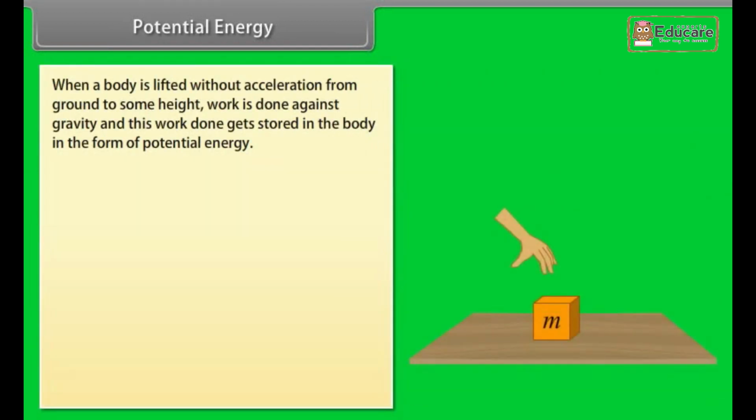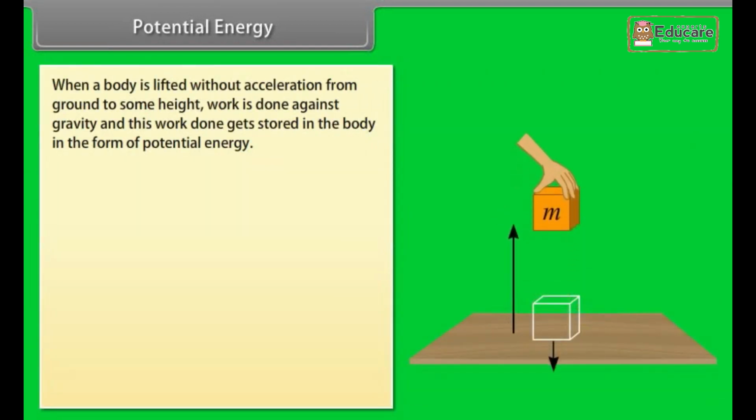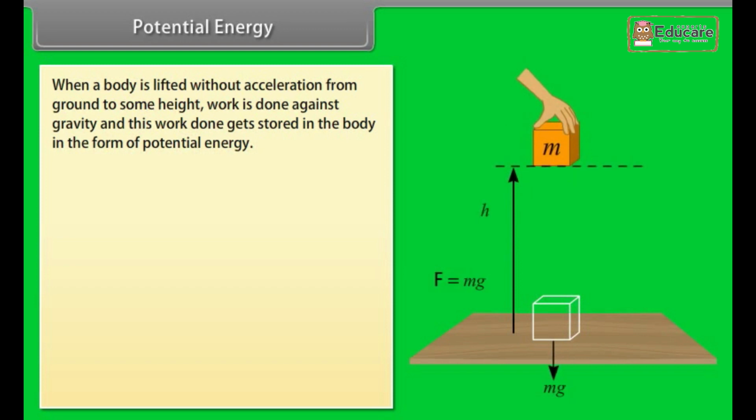When a body is lifted without acceleration from ground to some height, work is done against gravity, and this work done gets stored in the body in the form of potential energy. Potential energy is equal to the work done. So, potential energy is equal to mgh.